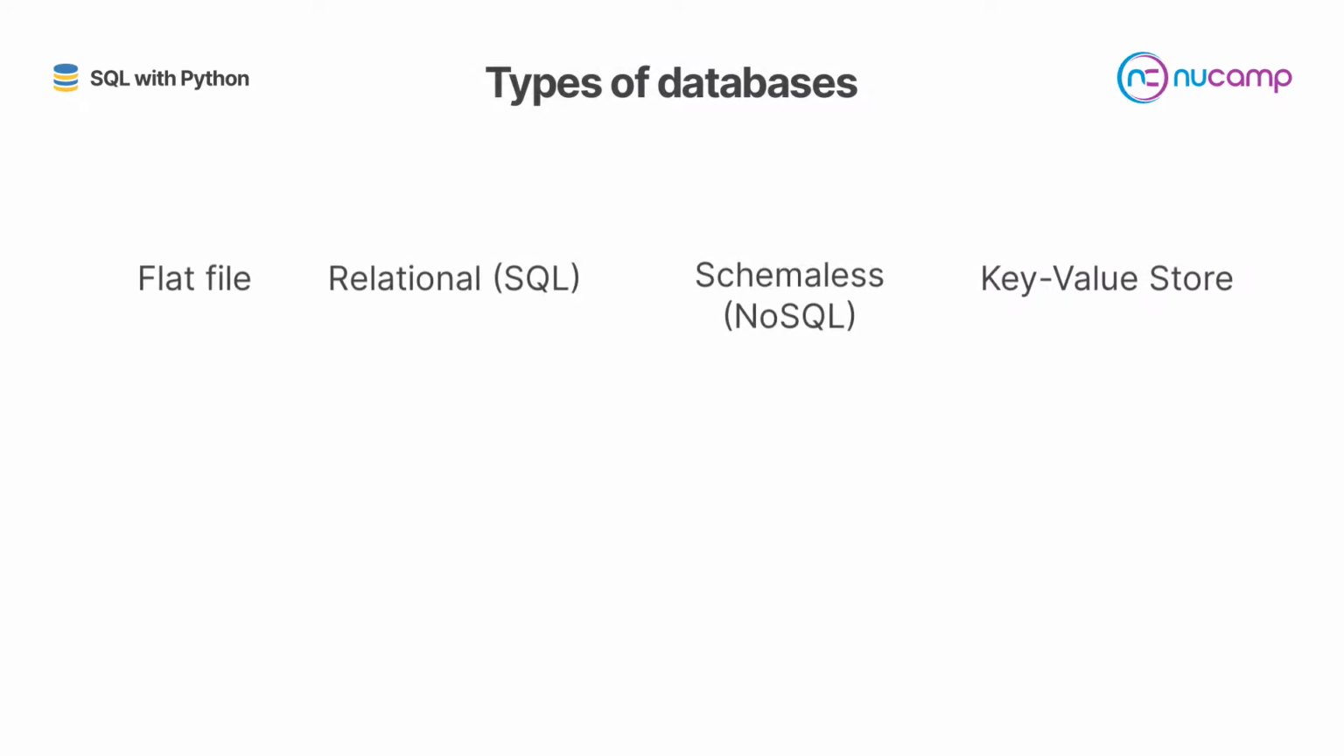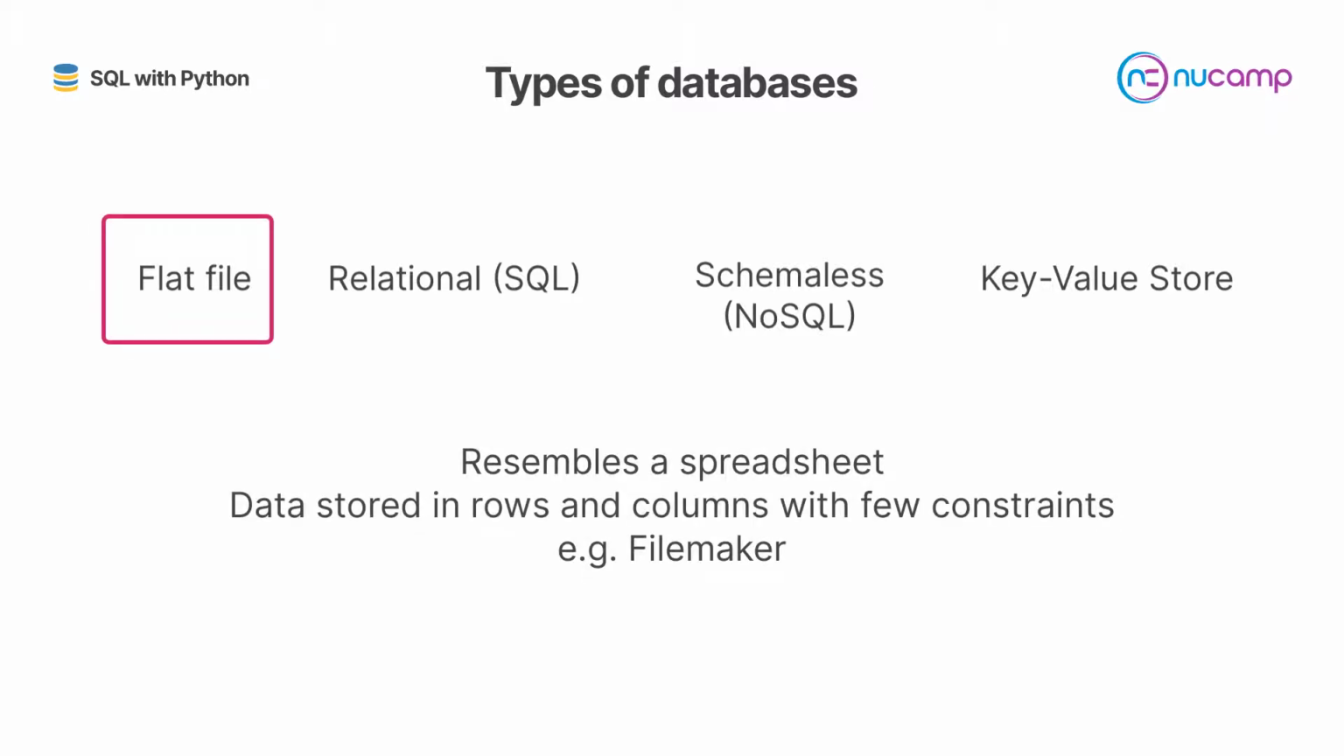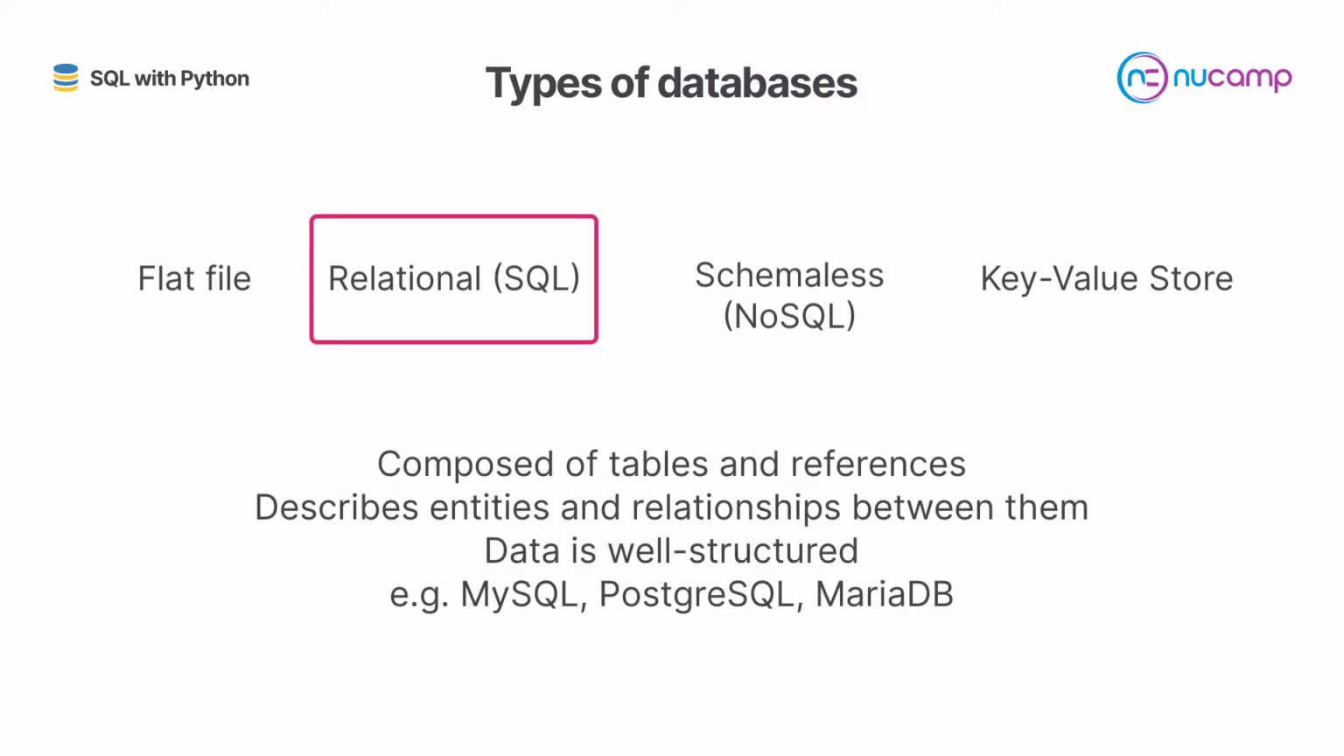There are many different types of databases, but most fall into one of four categories. Flat file storage was one of the earliest database concepts and has a lasting influence to this day. Similar to spreadsheets, the data are stored in rows and columns, but few constraints are enforced beyond that. Relational databases have been the dominant database technology for the past few decades. They organize data as tables and references between tables, such that the data is very well structured.